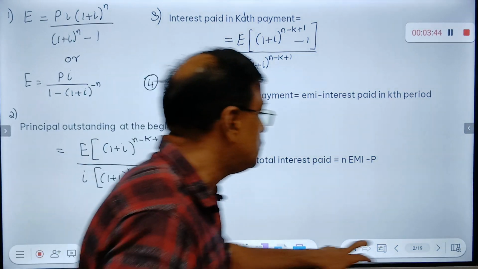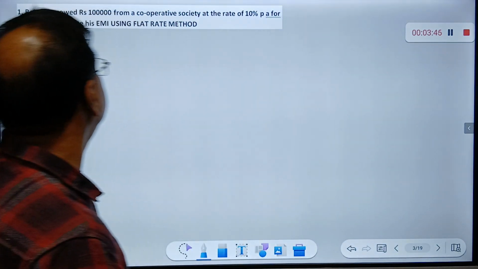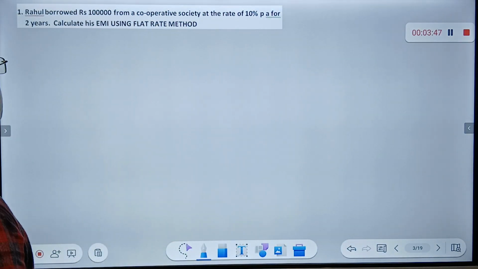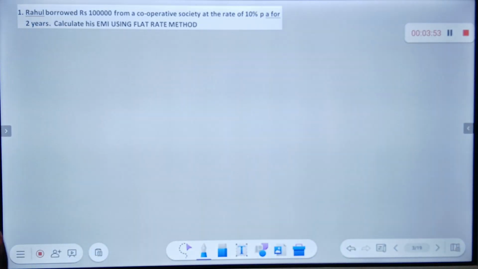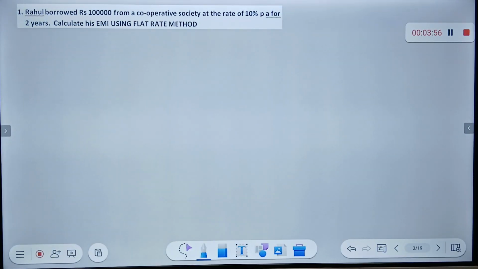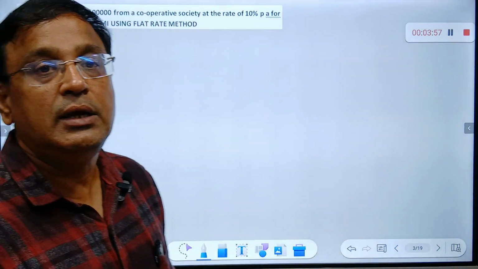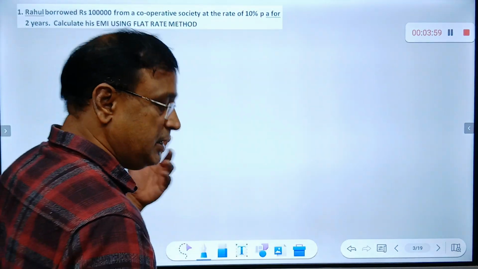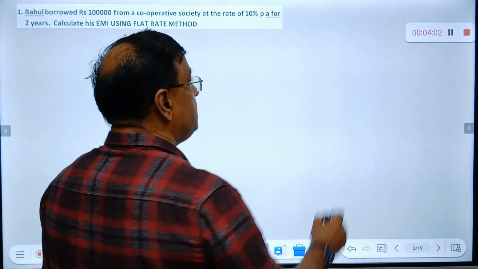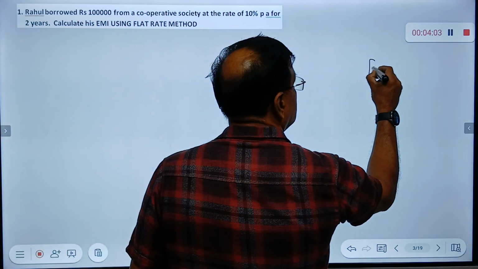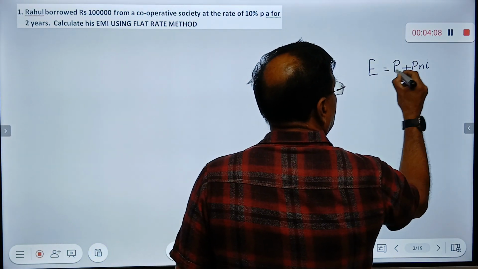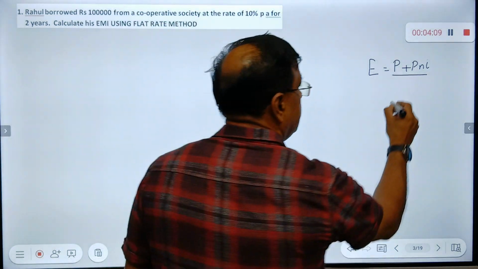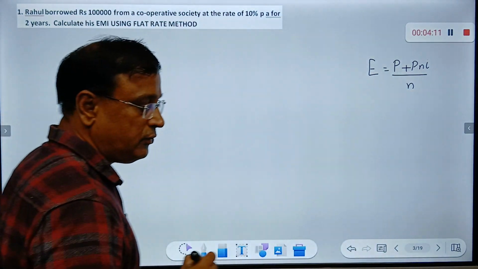Okay, now let's go to the first question. Rahul borrowed rupees 1 lakh from a cooperative society at the rate of 10% per annum for 2 years. Calculate the EMI using the flat rate method. Maybe I didn't mention that formula. The flat rate method EMI formula is (P plus PNI) over N. So let us see what P is.